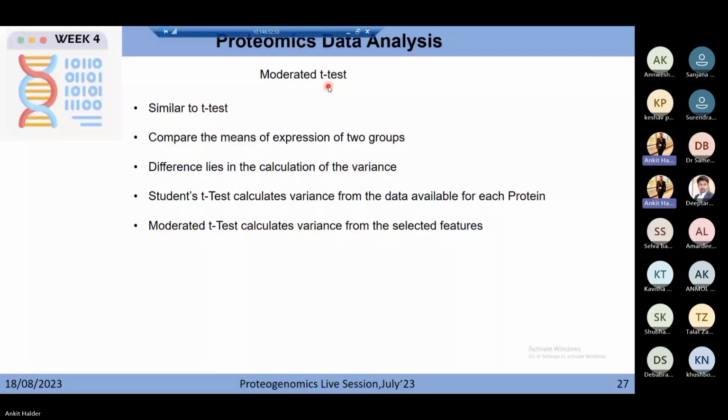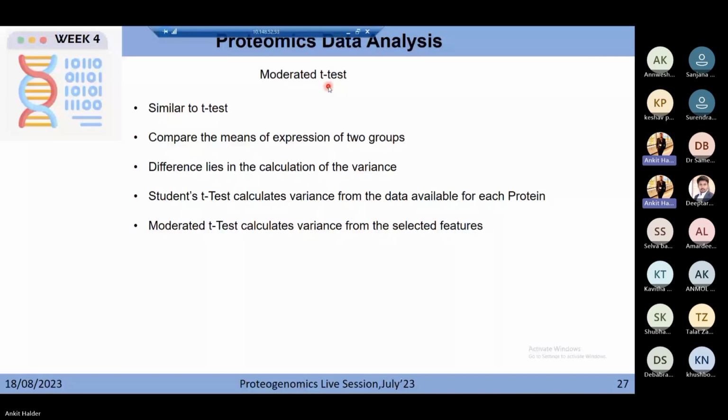So maximum you can get 50-100 samples, but on an ordinary average the number of samples being used is in the range of 10, 20, or 30 maximum. So here what happens is that the Student's t-test sometimes does not work well.